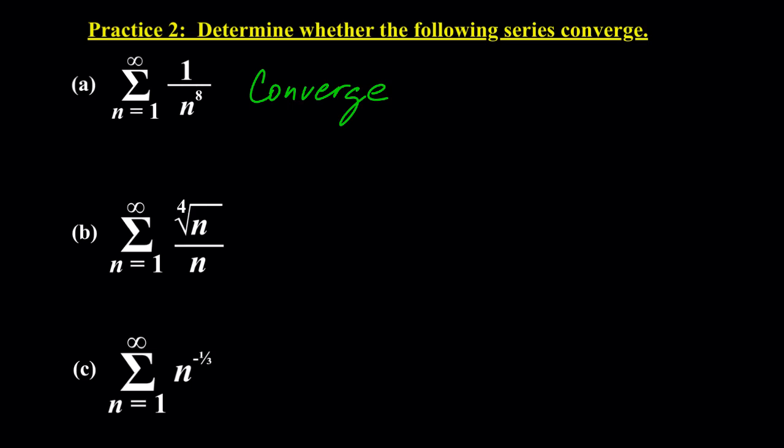Next one, you got to do a little arithmetic here. So fourth root is the same thing as saying 1/4 power. And when you divide, you're going to subtract your exponents, which would give you n raised to the negative 3/4, which is 1 over n to the 3/4. And because your p-value here is less than 1, this will not converge, it will diverge.